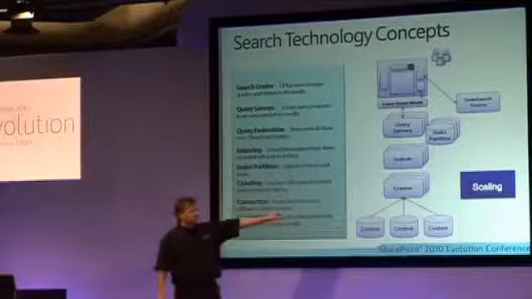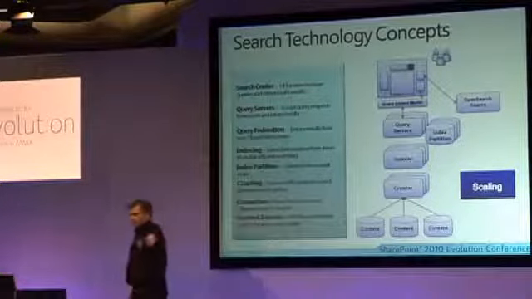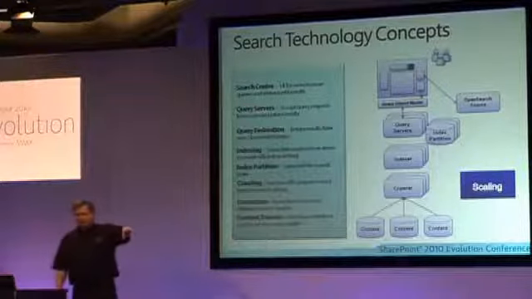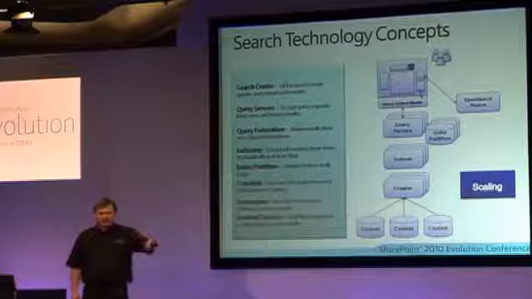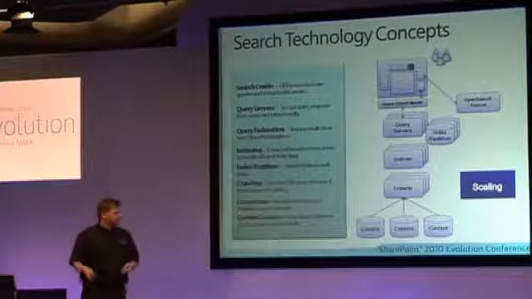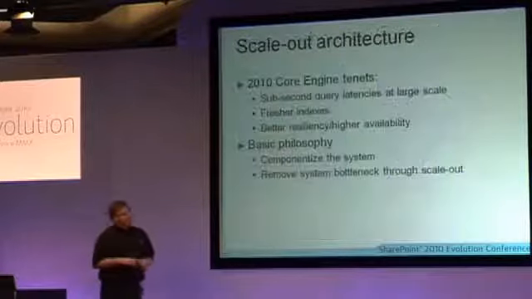So the key thing is we can scale at every level. We can scale the indexer. We're not limited to one indexer anymore. We have multiple crawlers, multiple query servers, multiple everything by one thing that we'll talk about in a minute. So how do we scale these things out?